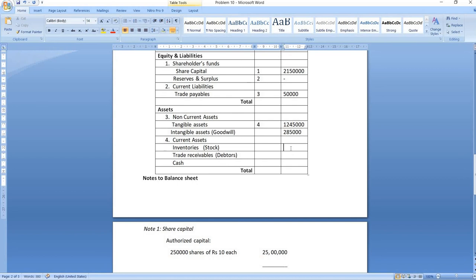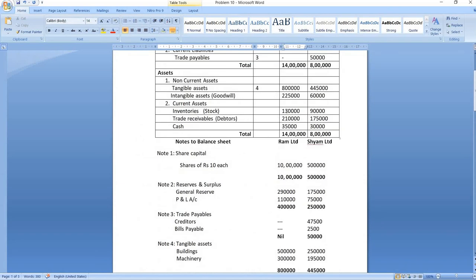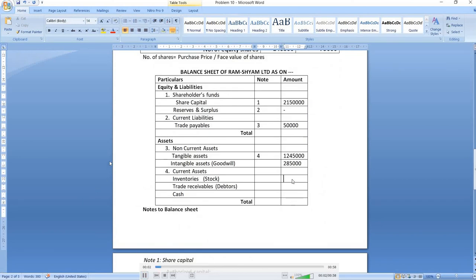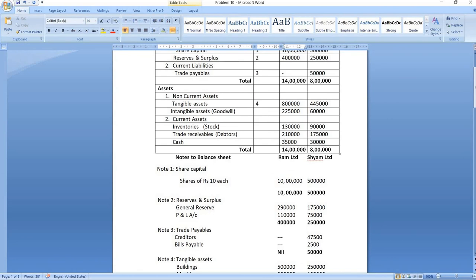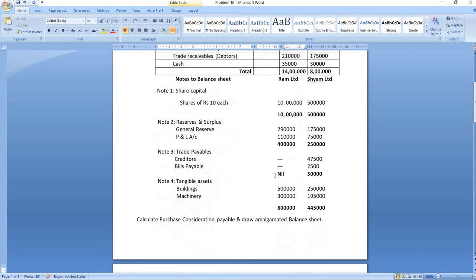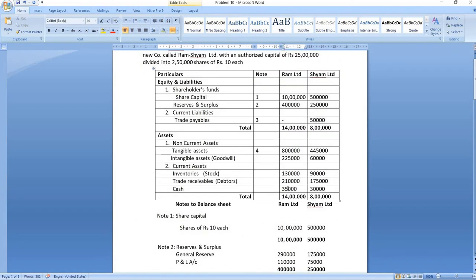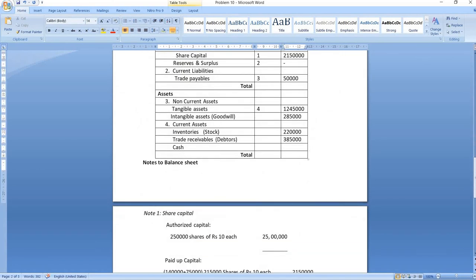Next, current assets, in that inventories, stock. What is the stock given in the problem? 1,30,000 and 90,000. 2,20,000. Next, debtors, 2,10,000 plus 1,75,000. That will be 3,85,000. Last is cash, 35,000 and 30,000, total 65,000.